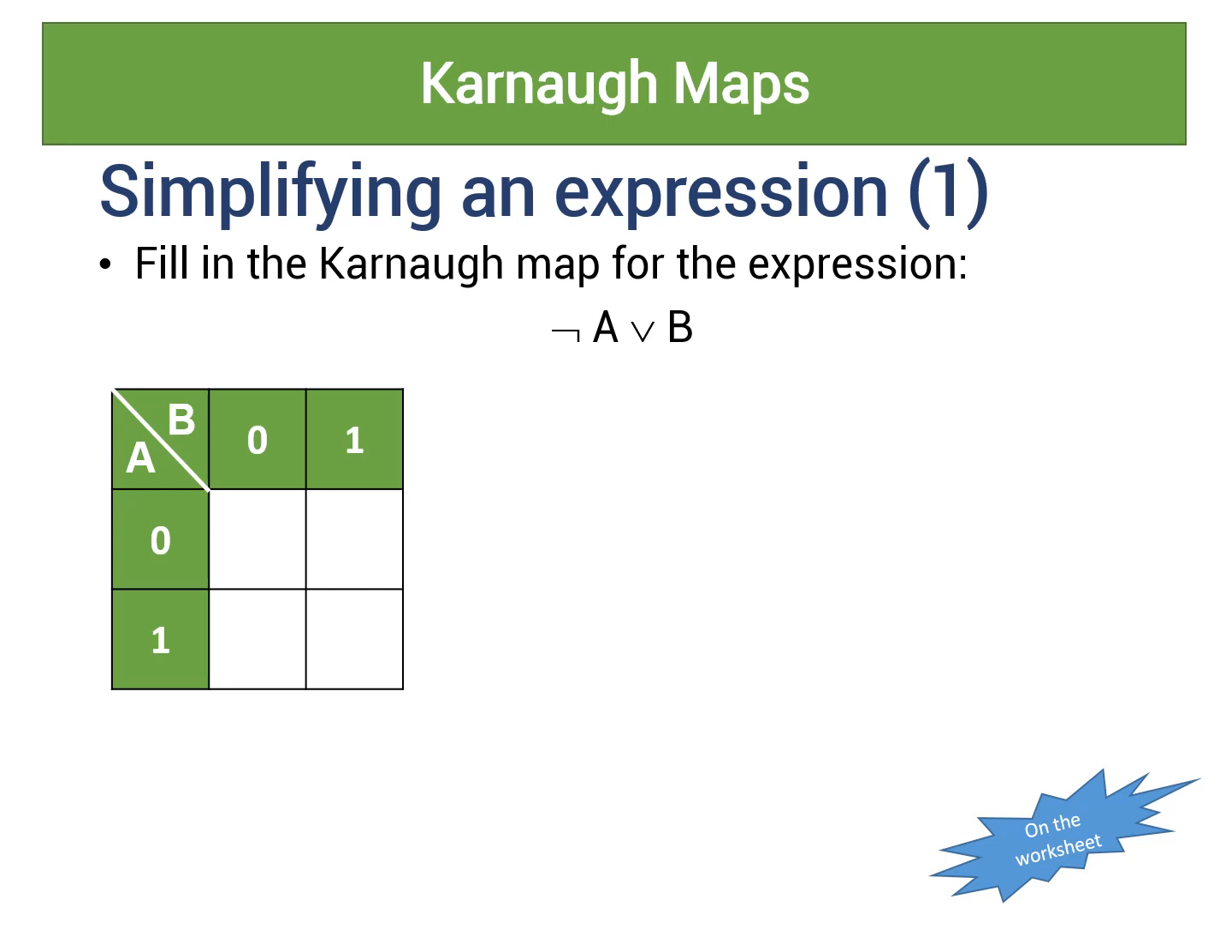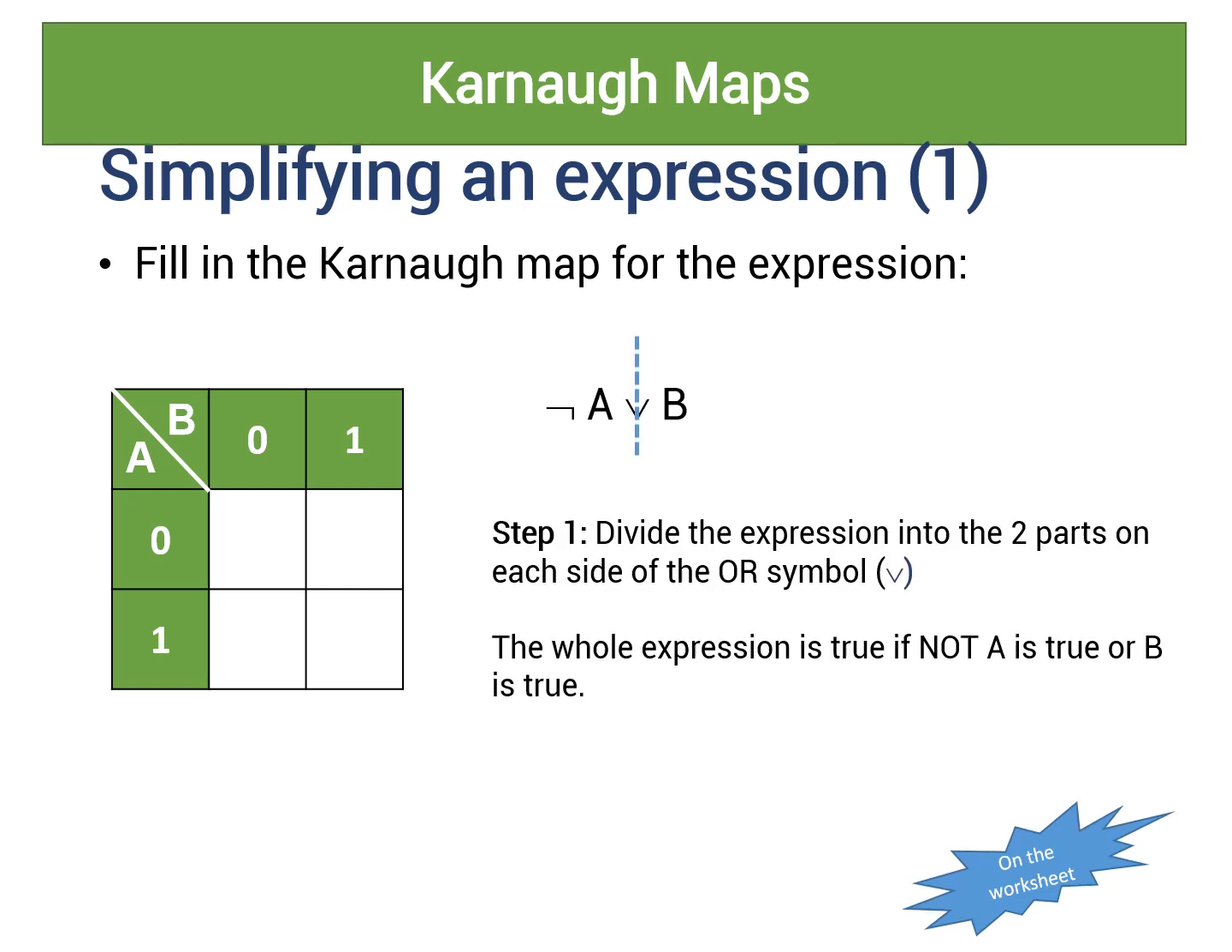So here we've got NOT A OR B. So your task is to try and complete this Karnaugh map. Now, when we want to create our Karnaugh map, we need to think about simplifying our expression. You'll understand this more as we look at more complex expressions. But the first thing we want to do is divide the expression into the two parts, through our OR. So we've got NOT A and we've got B.